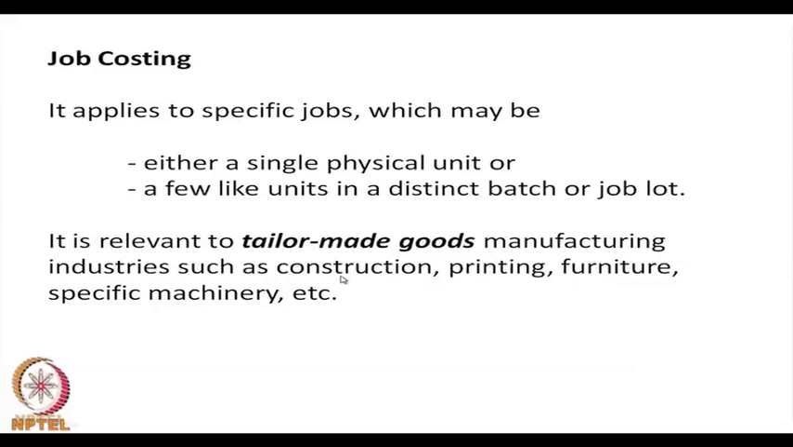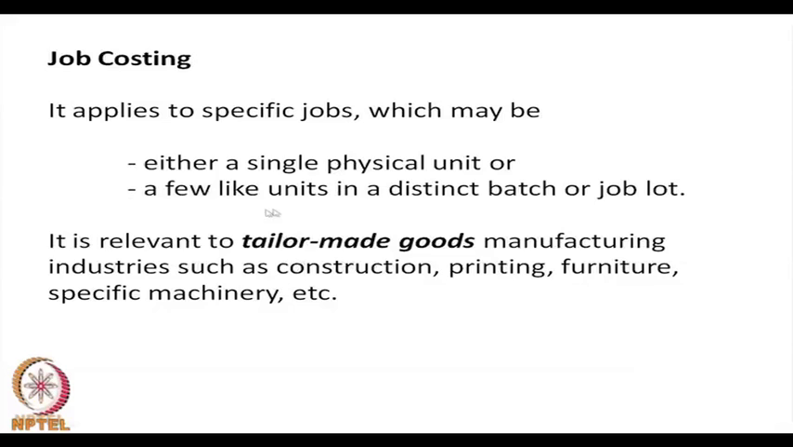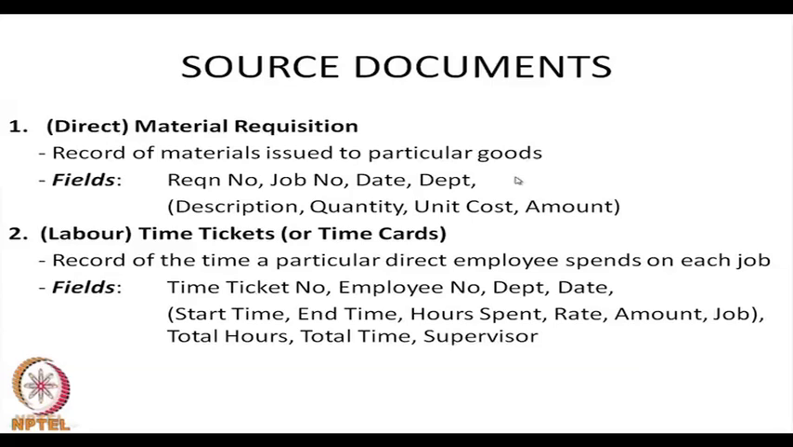The actual job differs from one customer's requirements to another customer's requirements, whereas in a continuous production system, the jobs are the same or very similar to one another. So, in a job costing system, we are giving stress on a single item or a batch of similar items where the batch size is quite small. Now, here to cost the jobs, we basically need two source documents. The source documents refer to direct material and to direct labor.